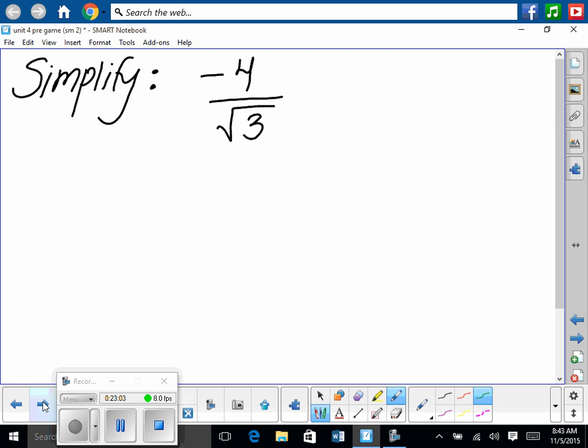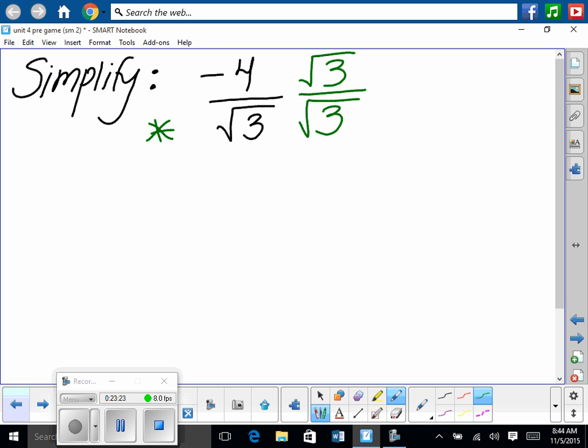So, last 2 or so examples. Here we go. -4 over the square root of 3. You tell me, what's the problem? We have a radical on the bottom. What am I going to multiply by? Well, the square root of 3. If you do that to the bottom, you must do that to the top.